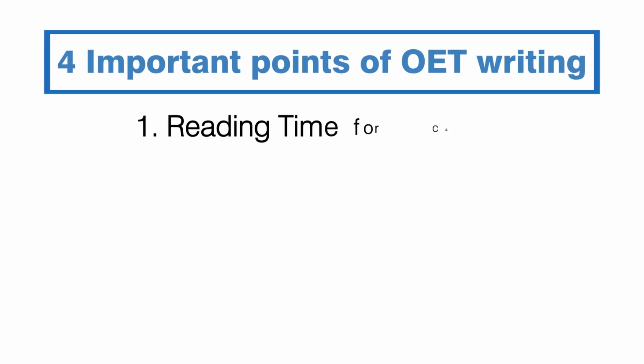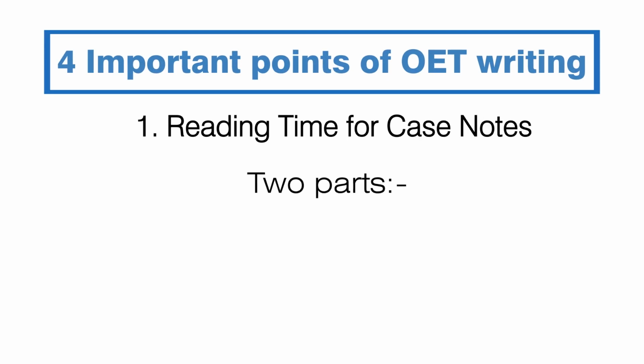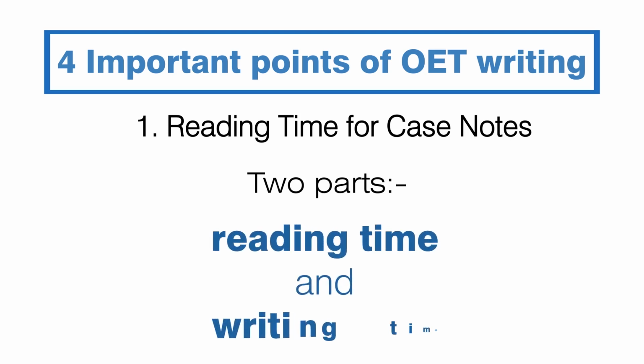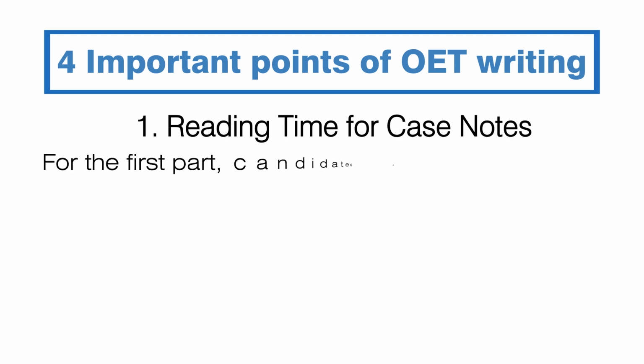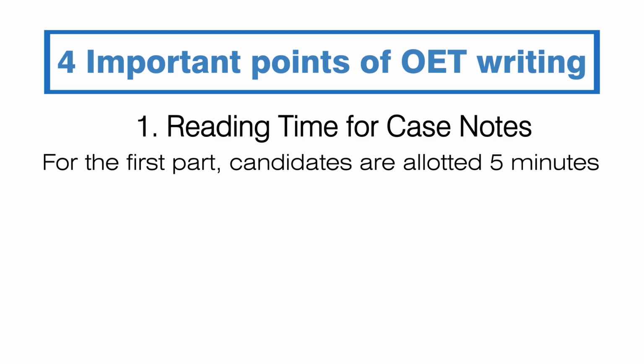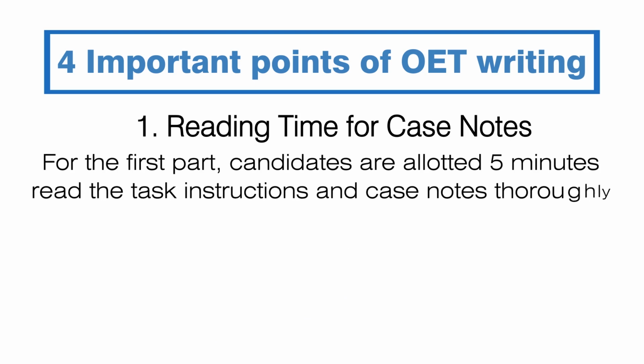First is reading time for case notes. The writing subtest is structured in 2 parts, reading time and writing time. For the first part, candidates are allotted 5 minutes. They are instructed to read the task instructions and case notes thoroughly. Candidates have 40 minutes to proceed with the writing and complete the task as instructed.